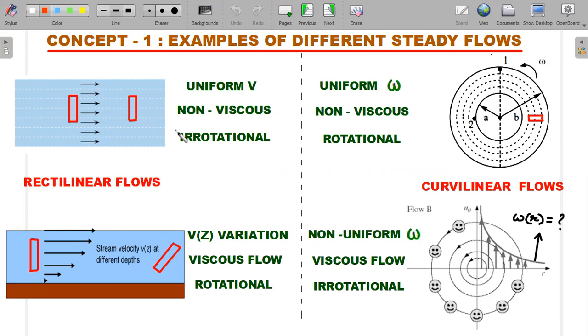Let's concentrate on the left top now. This is a very familiar flow where there is a uniform flow and also a rectilinear flow. Every point has the same speed, therefore it's a uniform V. It's already studied, remember? Now I'm saying it is also uniform with space, so it is not varying. This type of flow we deal with is called non-viscous flow because there is no velocity gradient. We have studied this in one of our past videos. And therefore it is also irrotational flow.